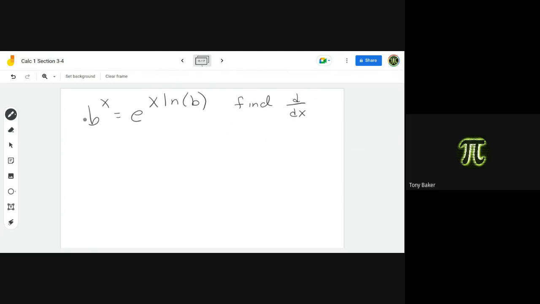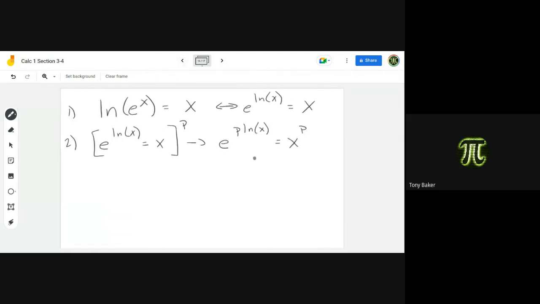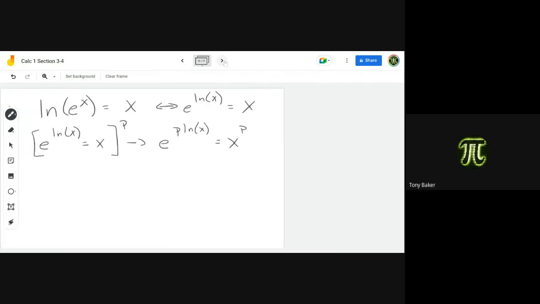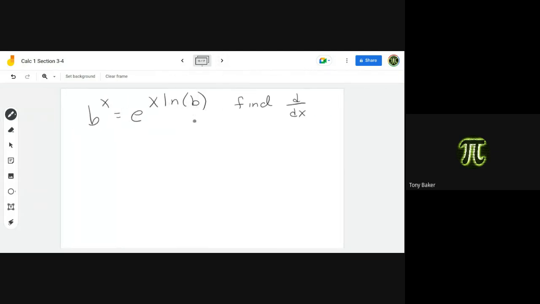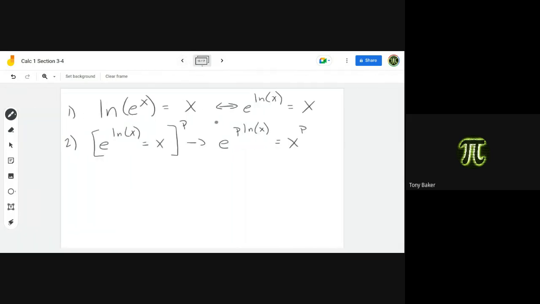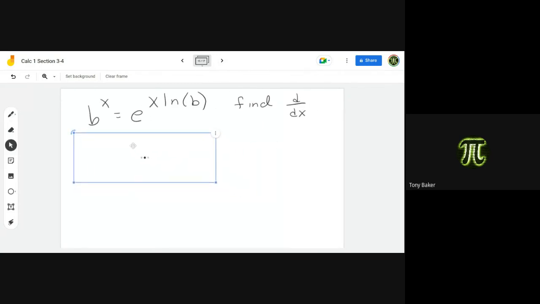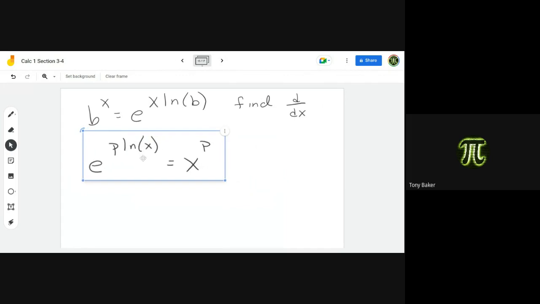Based on what I just did there, if I said b to the x equals e to the x ln of b. So I took basically this, and, well, reverse the sides, but that became b to the x. So my b is where the x is, so that's b and b. And my x is where the p's are. Okay? Are we good with this?